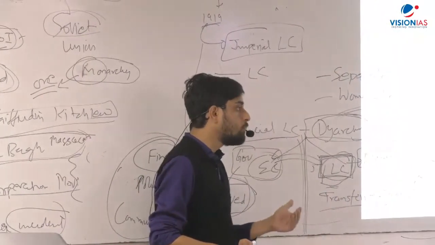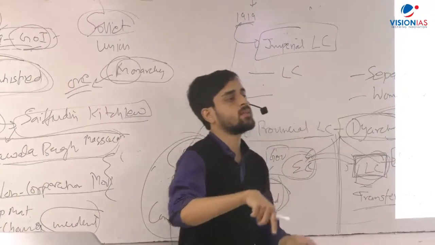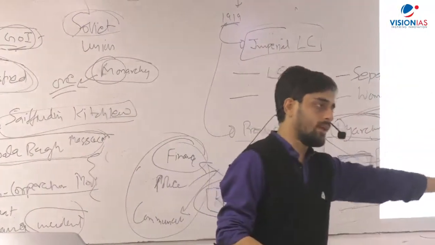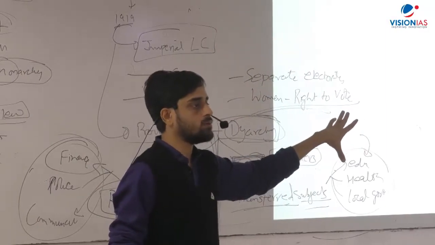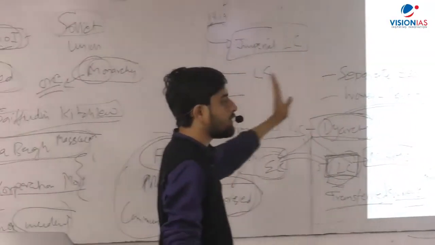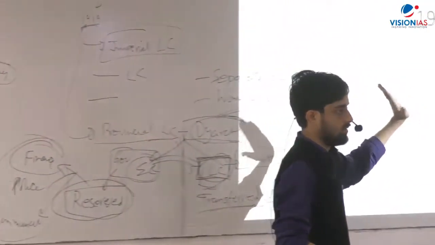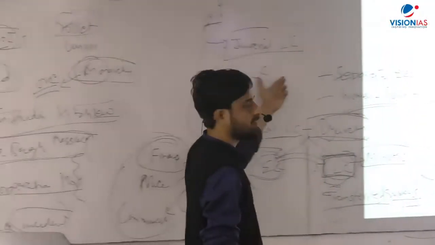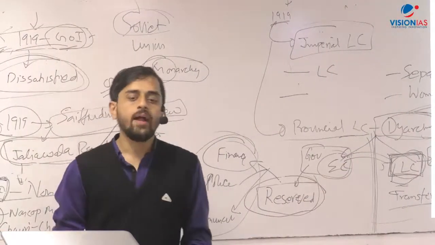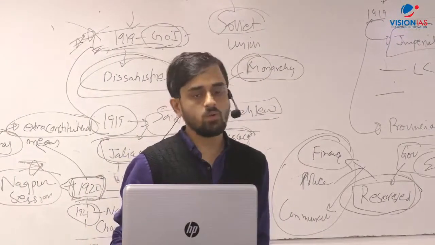This is not a blueprint of a federal structure also. The blueprint of the federal structure came in 1935, but it was also never completely implemented. We'll talk about that also. But provincial autonomy is 1935, proposed federal structure is also 1935, not 1919. And at the central level, the Legislative Council was there. The idea of separate electorates continued. Women were given the right to vote for the first time.